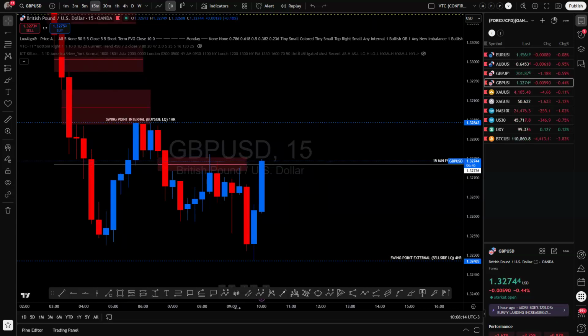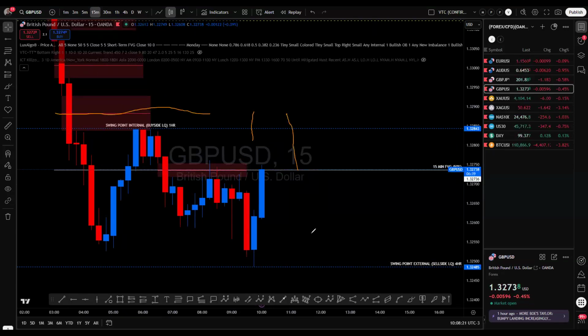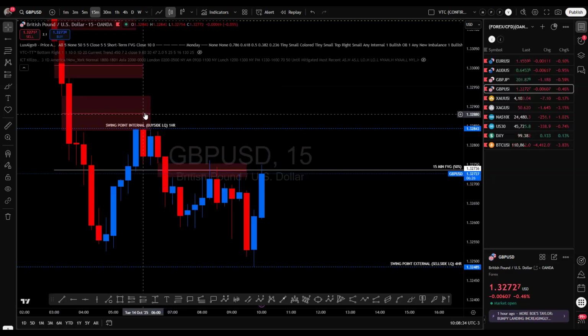Something tells me that price could manipulate all the way up to this fair value gap and then come all the way back down, possibly. Or it could just buy all the way up underneath this 4-hour fair value gap. Maybe. But I'm thinking it's going to trade all the way up to here at the most.